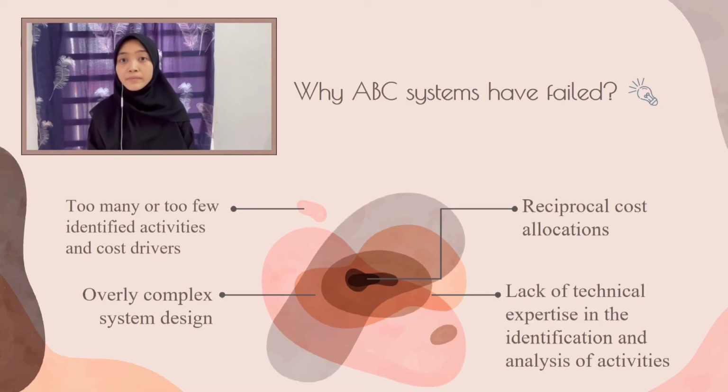Difficulties with implementation include, the first one, there are too many or too few identified activities and cost drivers in the company activities. The second one is overly complex system design. The third one is that the company uses a reciprocal cost allocation. And the last one is that the company lacks technical expertise in the identification and analysis of the activities.